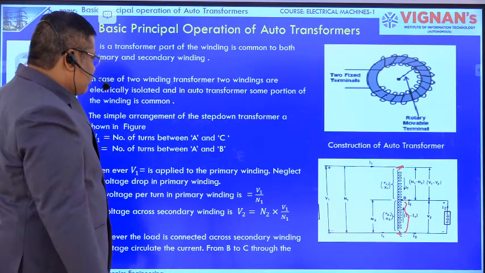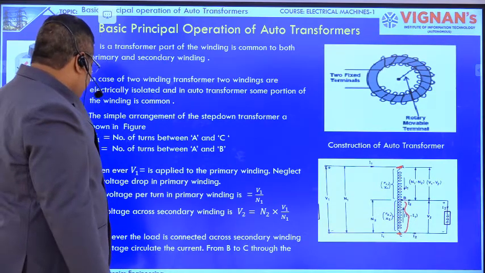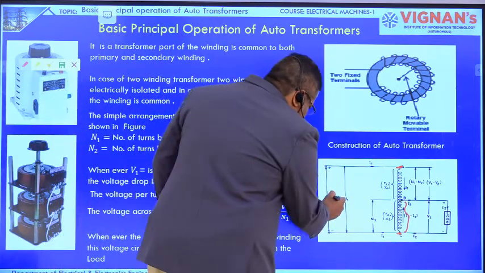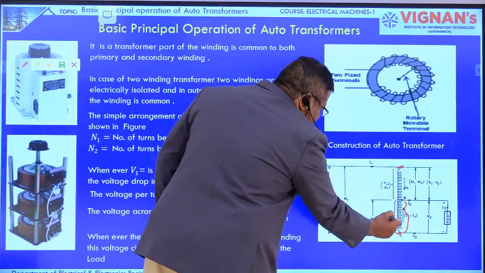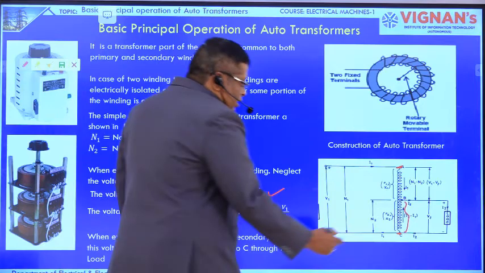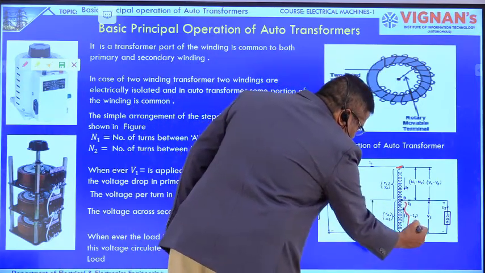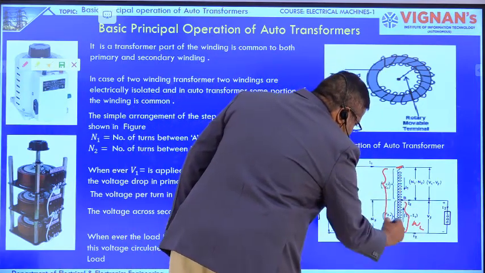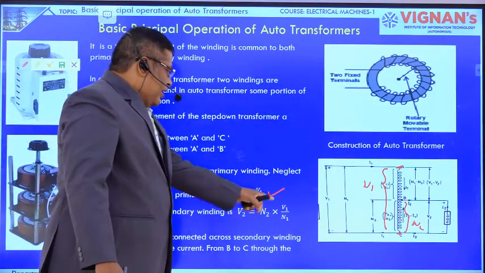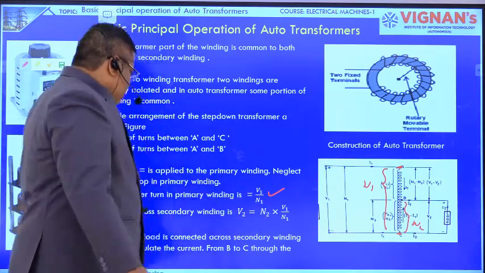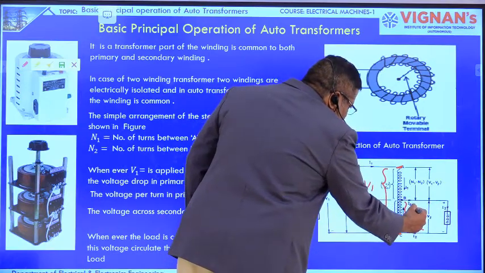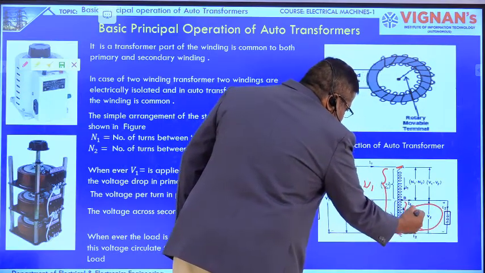Whenever you give the voltage to the primary winding, flux will be set up. The voltage per turn becomes V1 by N1, that is, the total voltage V1 over the total number of turns N1. Now the voltage available across this one, where N2 turns are there, is V1 by N1 into N2. That is the secondary voltage which is available here. Whenever we connect a load here, this voltage will give a current to the load in this manner.